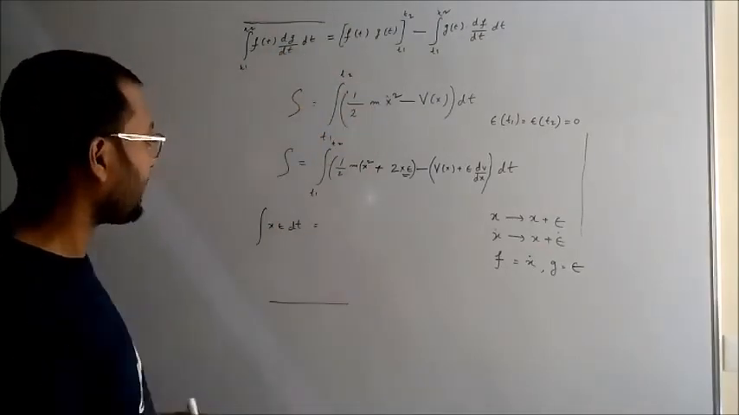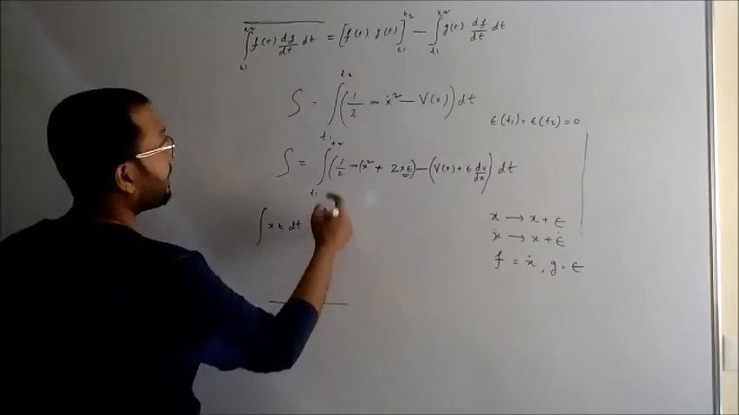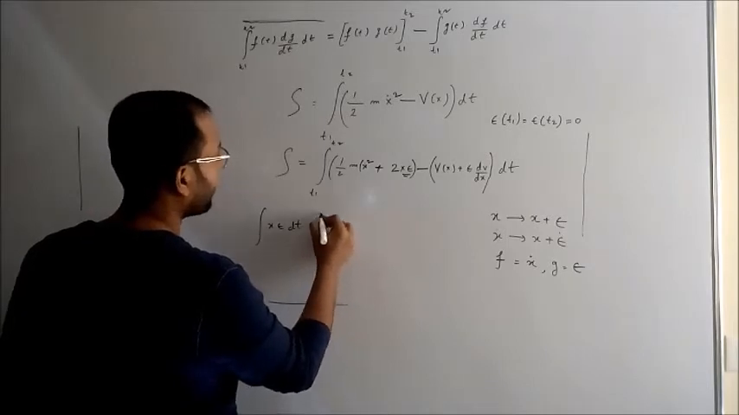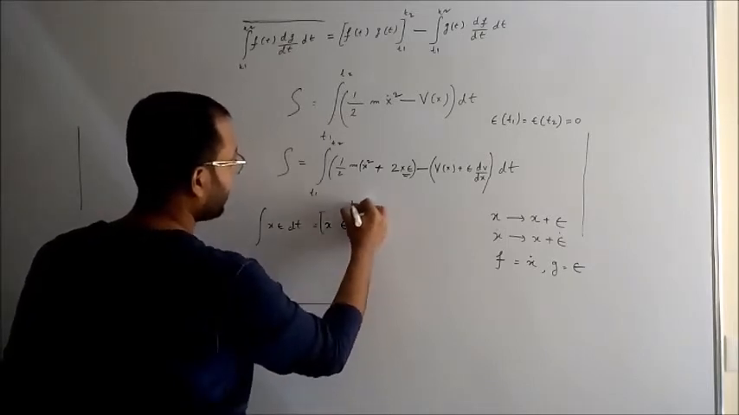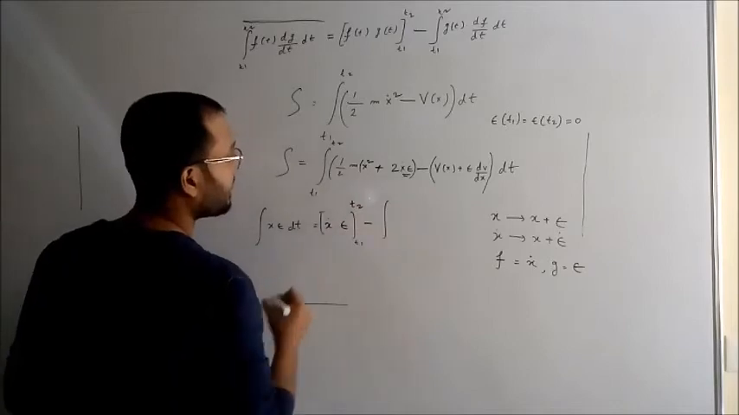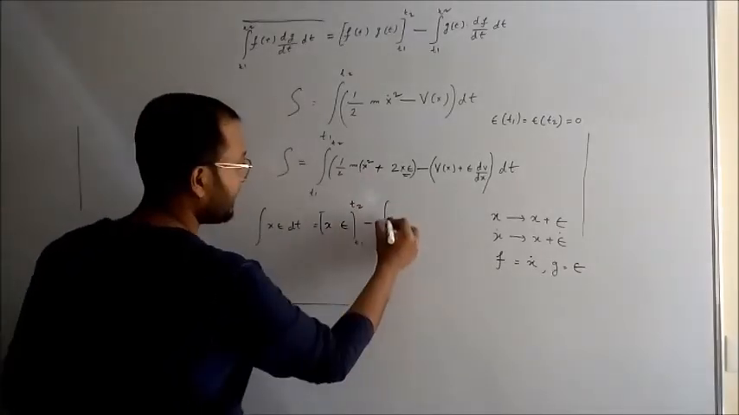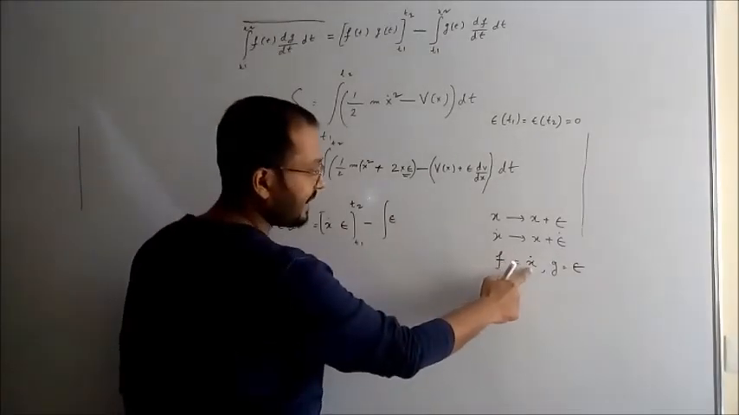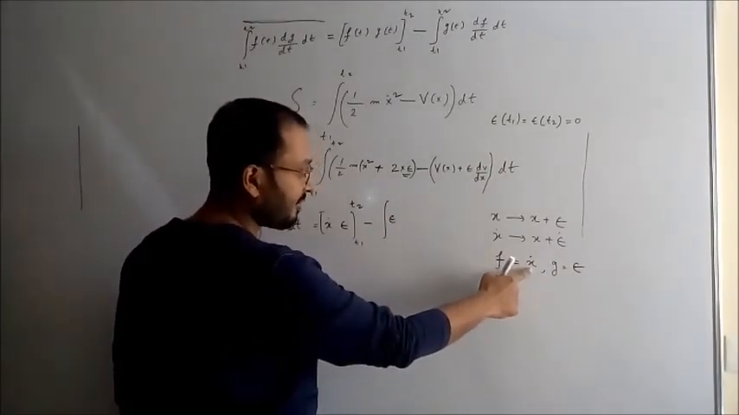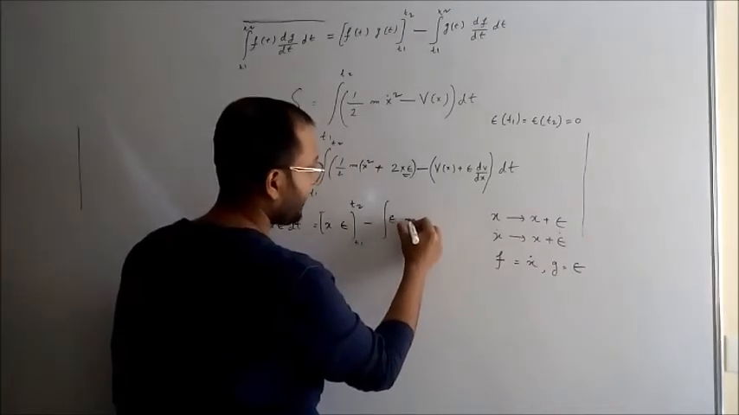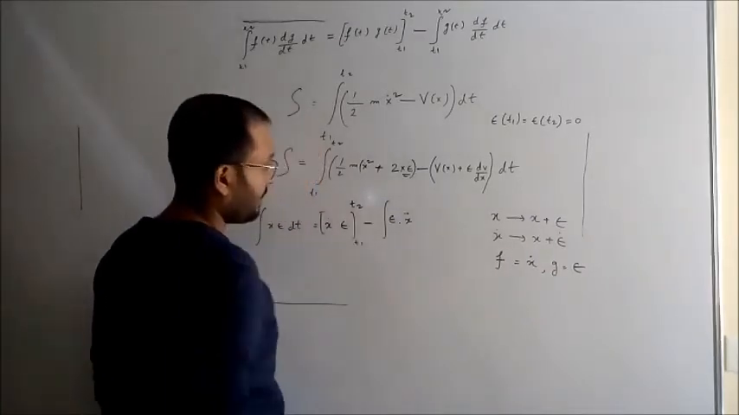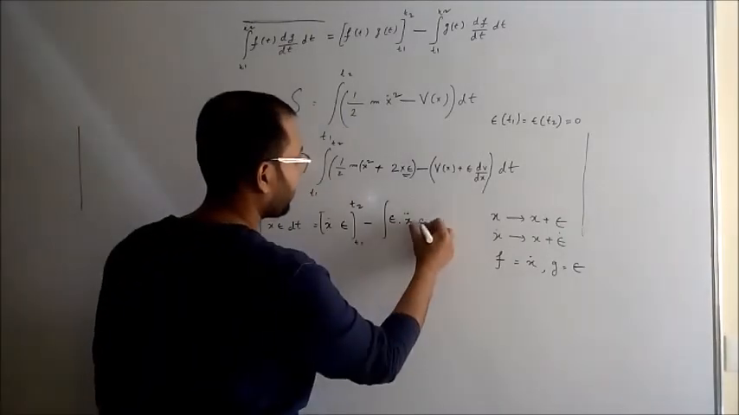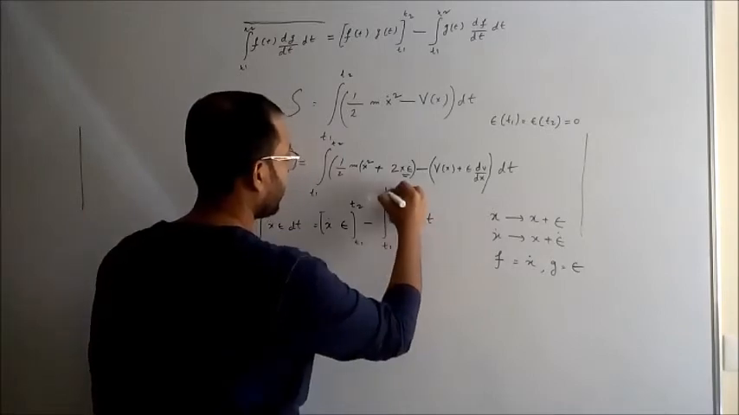So I know what my f and g is. So using this formula, I can now write f times g, which means x dot times epsilon evaluated between t1 and t2, minus integration g df dt. G is epsilon, df dt. F itself is x dot. Another derivative of x dot with respect to time will give me x double dot, which means x has been differentiated twice with respect to time, dt from t1 to t2.